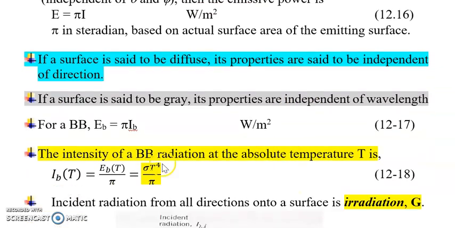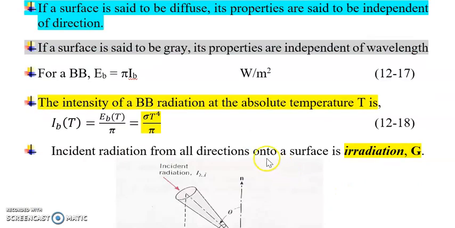So for a black body, which is a diffuse surface, the emissive power is just pi multiplied by the intensity, given by 12.17. The intensity of black body radiation at the absolute temperature T is given by 12.18. See, the black body radiation is just sigma T to the power 4. Remember, temperature is always in Kelvin.